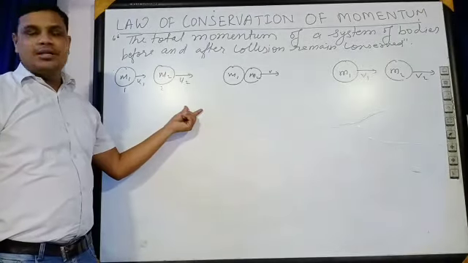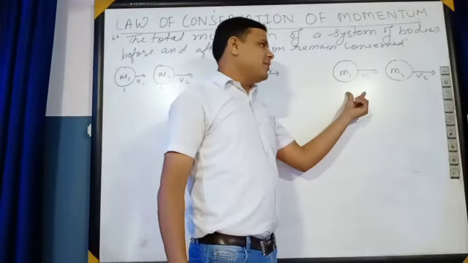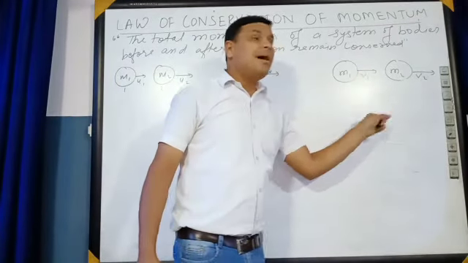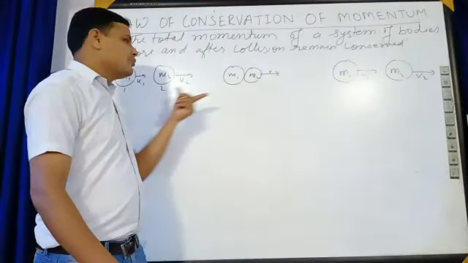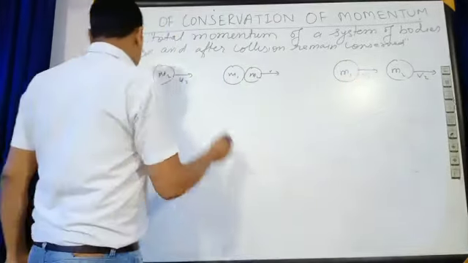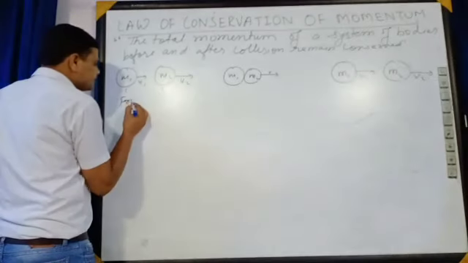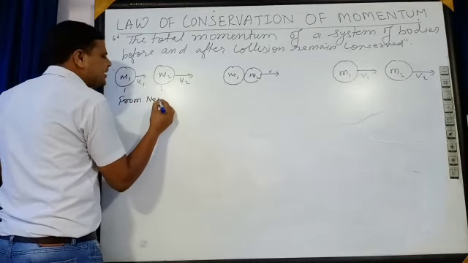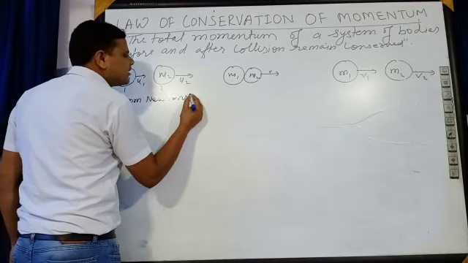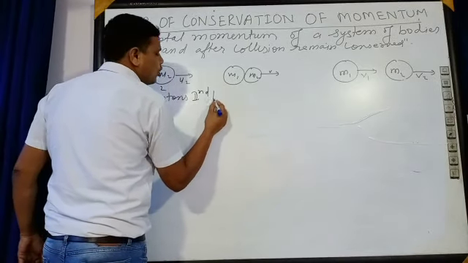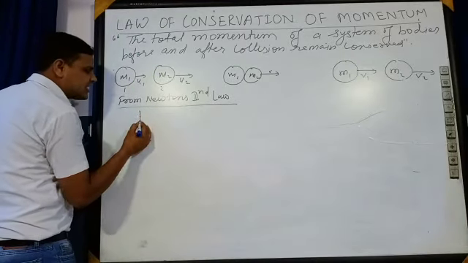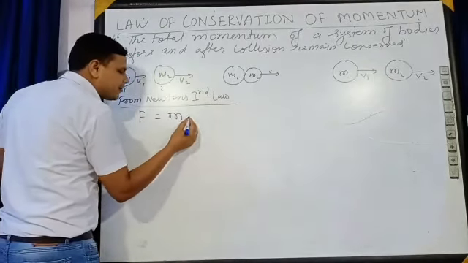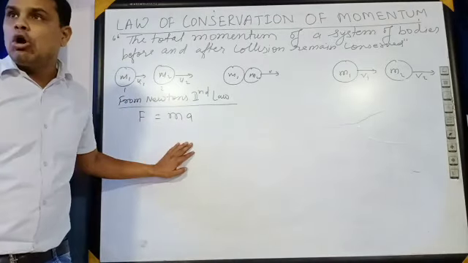Before collision we have the initial velocities u1 and u2. After collision we have the final velocities v1 and v2. Mass never changes, so before and after collision mass will be the same but velocity changes. Now take Newton's second law. What has the second law given us? F is equal to ma. This is the equation for the second law.